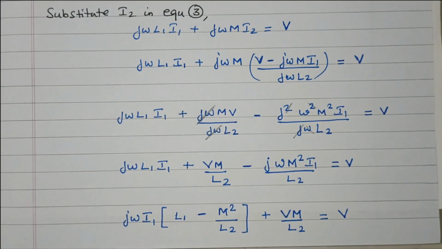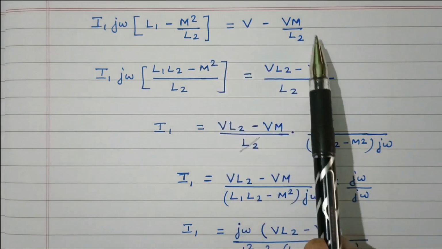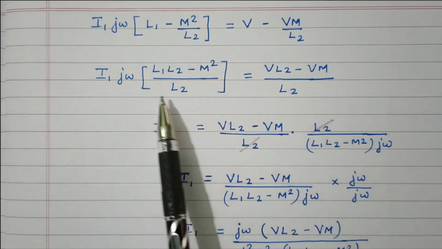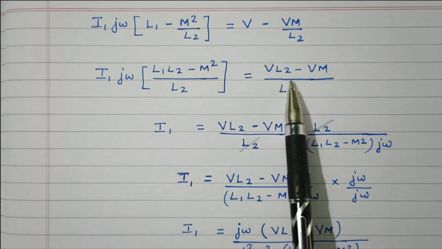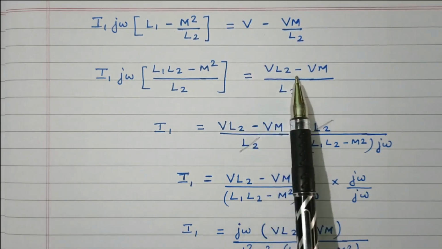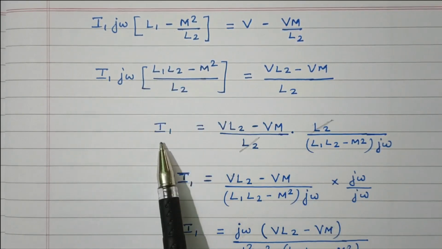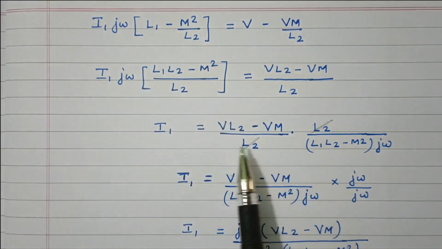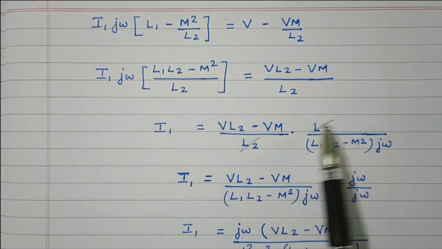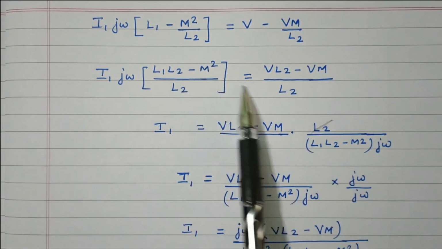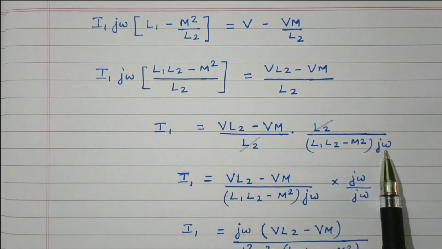Now we'll go for further simplification. Now this Vm by L2 is brought to that side, so minus Vm by L2. We take the LCM L2, so that where L2 is not available it is multiplied: V L2 minus Vm divided by L2. Now, in order to find I1, bring all these terms into the denominator. V L2 minus Vm by L2: this L2 goes to the numerator, and this term goes to the denominator, L2 divided by L1 L2 minus m square into j omega.